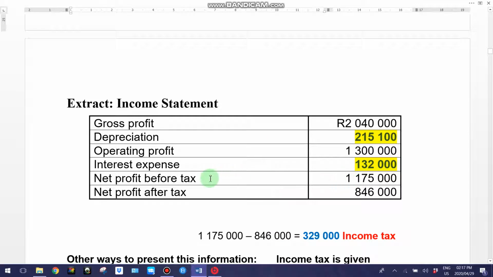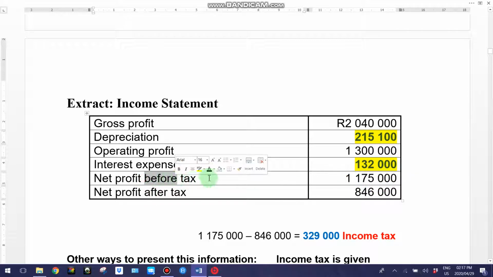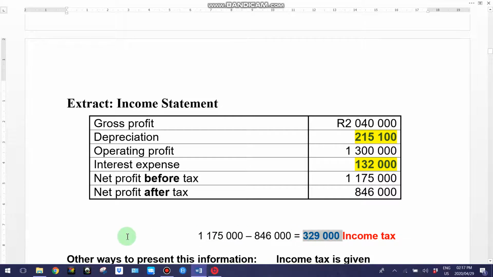So I'm looking for income tax here, and I see they were being a bit nasty to me. They did not give me the income tax for the year, but they are saying net profit before tax. They give me an amount, and then they say net profit after tax. So then they want me to do a little bit of work here. I've got before tax and I've got after tax, which means I need to do a calculation. This one is not too difficult. It's simply the difference. The difference will be my tax, and there I show the calculation. The income tax for the year will be 329,000.